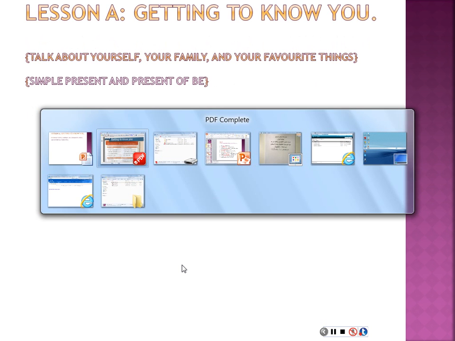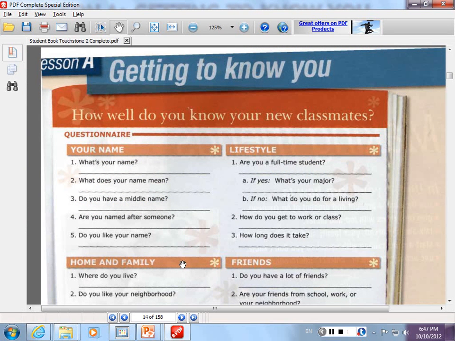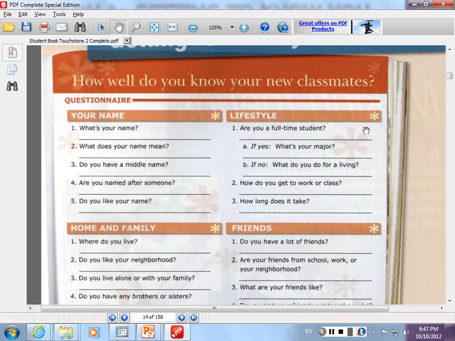So if you go to your book, it's the first page of this unit, getting to know you. How well, as you can see here, how well do you know your new classmates? Okay, so we have some questions that we need to ask to know your new classmates.